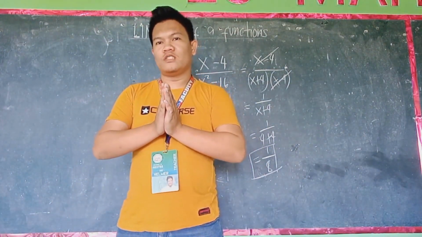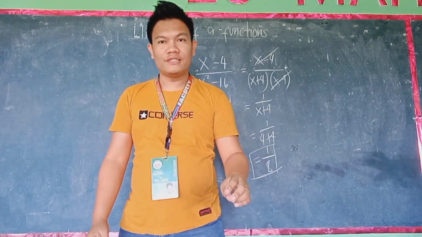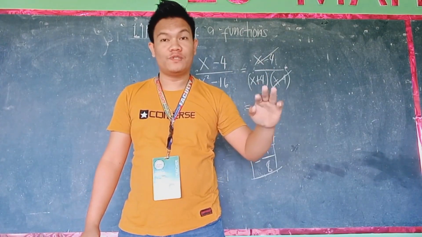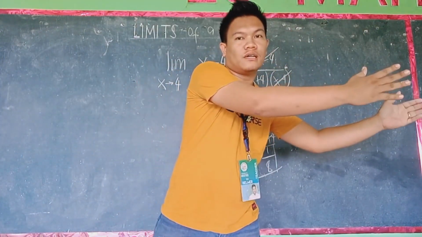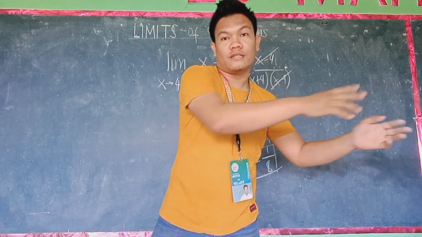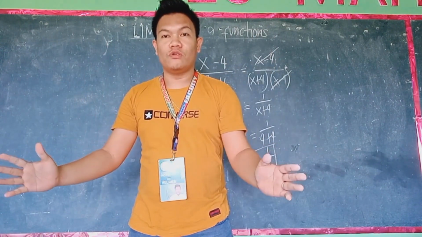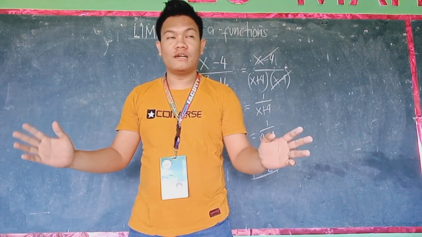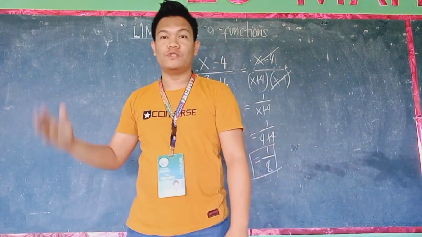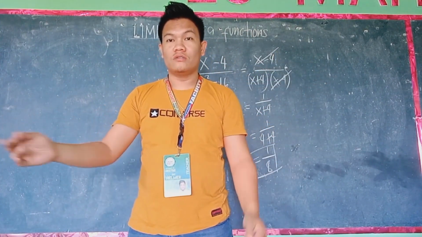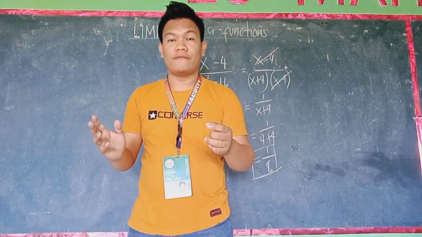So in solving limits of a function class, may duha ka rule nga bantayan. First is you're going to direct substitute the given value of x sa limits or sa function. That is the first rule. The second rule, if the function is factorable, therefore dili ka maka direct substitute. Ang himuon is i-factor sa nimo ang function before ka mag-substitute sa given x. Okay? So don't be confused.